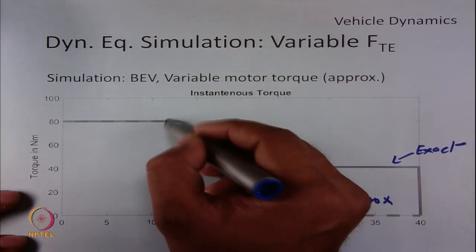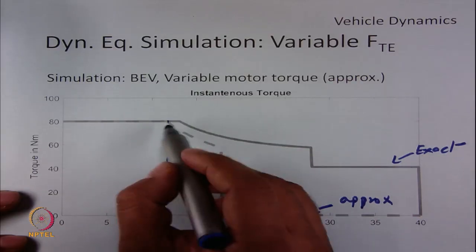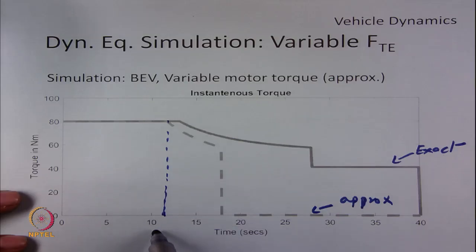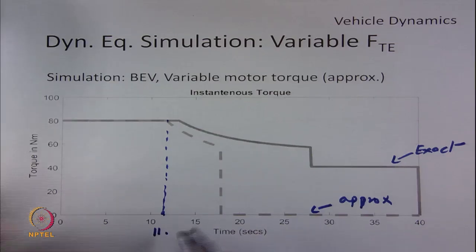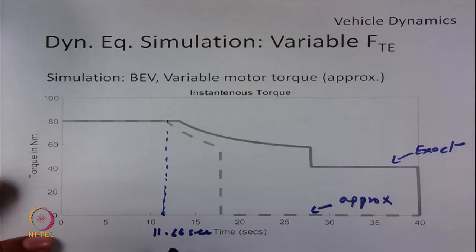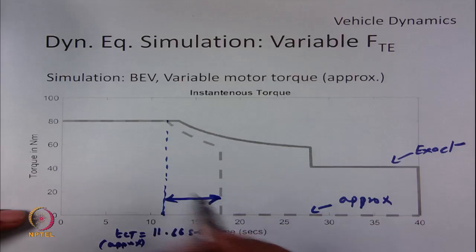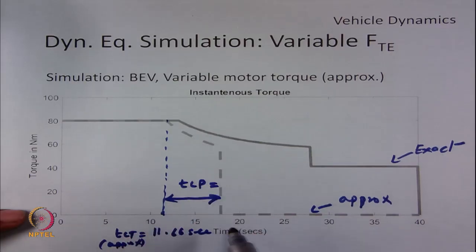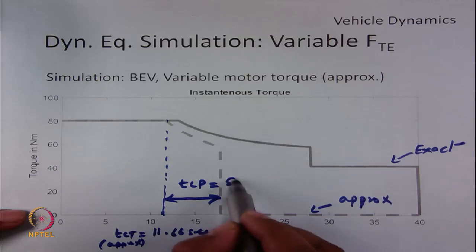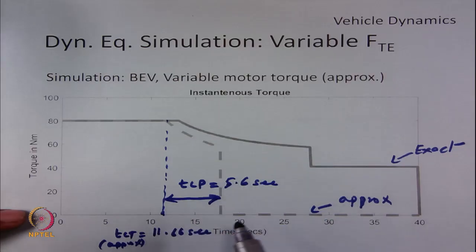So, we can see that the time required for the approximate curve is 11.66. So, this is equal to our calculation of TCT in approximation. So, it is coming as per the calculation. Similarly, the TCP is coming roughly as 5.6 seconds, which is again meeting the calculations. So, our calculations can also be validated using this kind of graph.